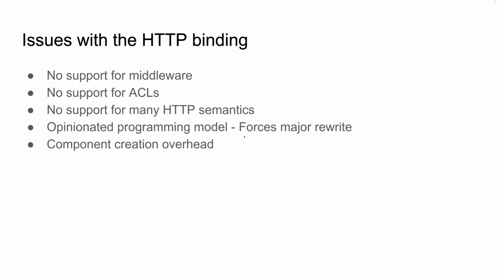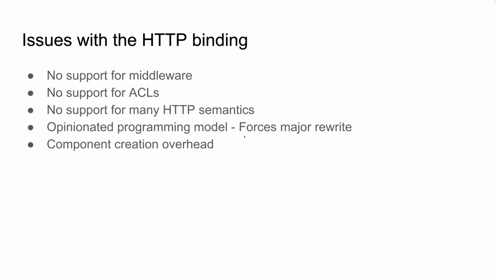So if you're using a binding, whatever transformation that middleware component is going to do for your request, that's not going to be carried over to your HTTP binding, and that's a problem. Also, there's obviously no support for ACLs because ACL is a service invocation feature. So you can't enforce that on bindings. Of course, there's no support for many HTTP semantics. If you know the HTTP binding, you have a very limited list of HTTP verbs that it supports. There's no support for trailers. It's a very far removed type of HTTP implementation that really limits you in what you're trying to do.